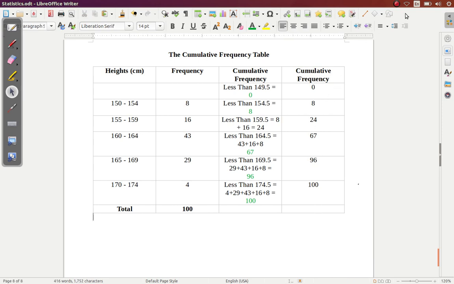So that's our cumulative frequency. All right, so I hope you get it and get it well, so you can do it on your own next time. Maybe what you could do is start out with the heights and the frequency, and then make up your cumulative frequency without looking back at this video.